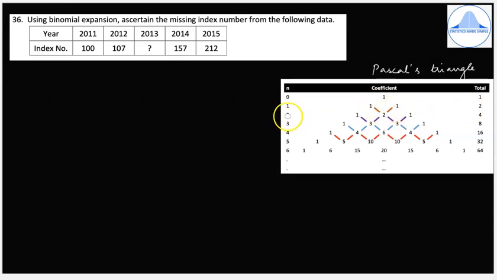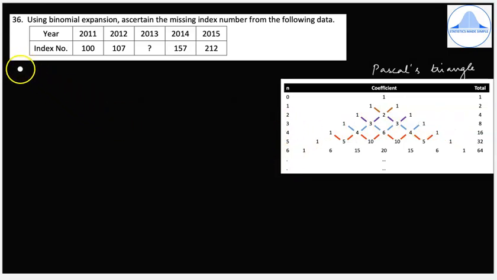Then when it is 2, you add this 1 and 1, write 2, and on either side of this 2, you write 1. And the total is 4. And then when n is 3, you have to add 1 and 2, you'll get 3. 2 plus 1 is 3, and on either side of this 3 you write 1 and the total is 8. And then you continue in a similar manner.